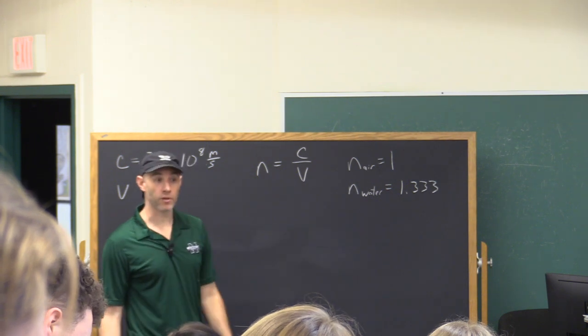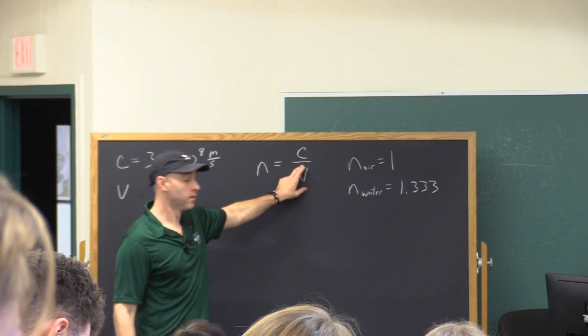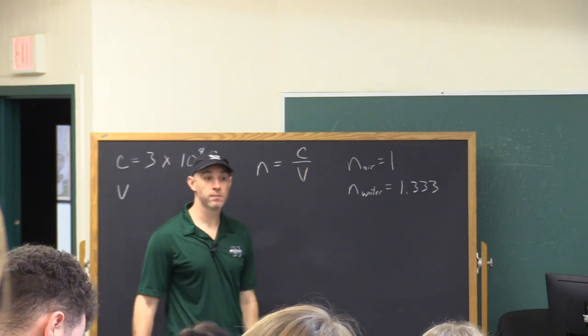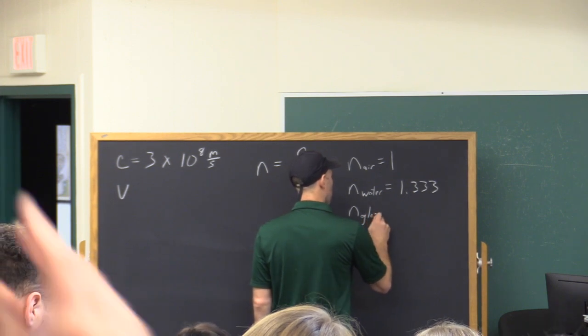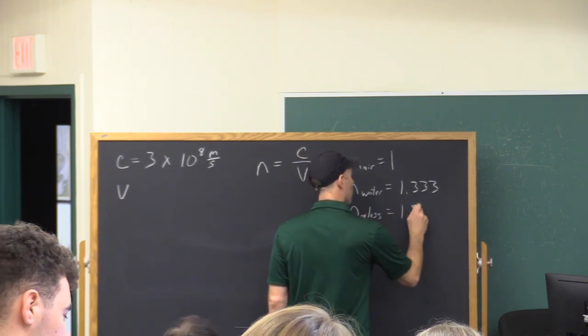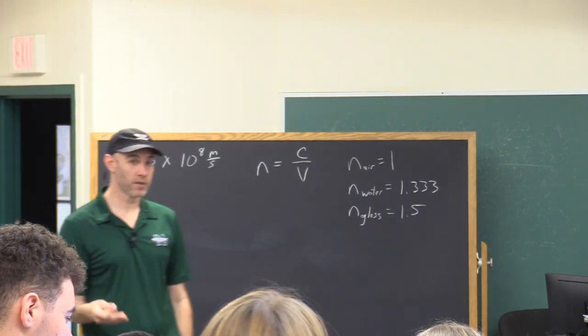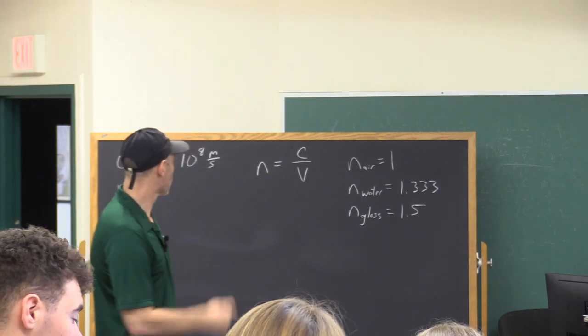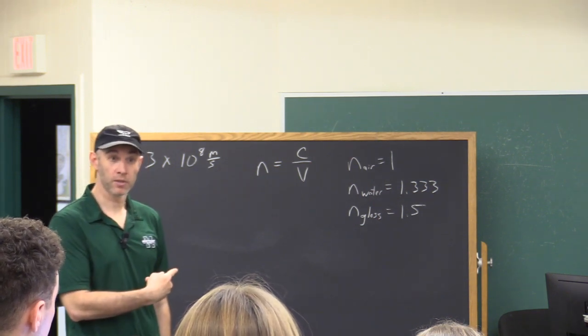How do you get a number bigger? You must be dividing by a number that is smaller, right? So v in water must be smaller. How about n in glass? It's about 1.5, maybe 1.52. You get different numbers for different types of glass. Faster, slower, the same. It's the slowest one of the bunch, right?